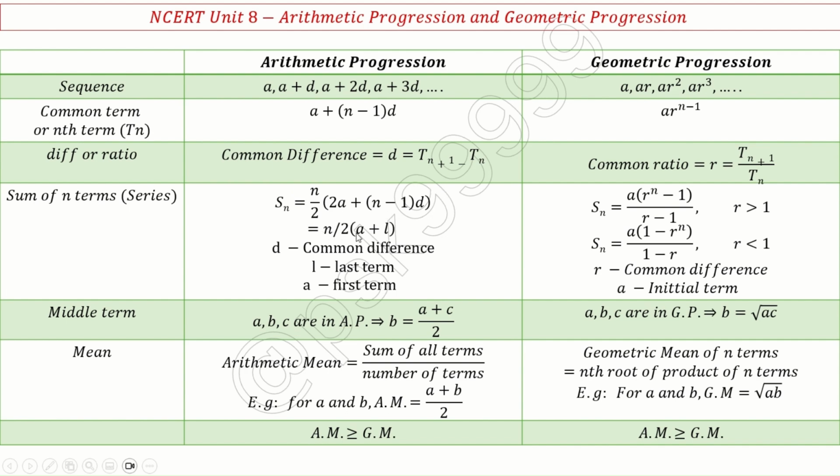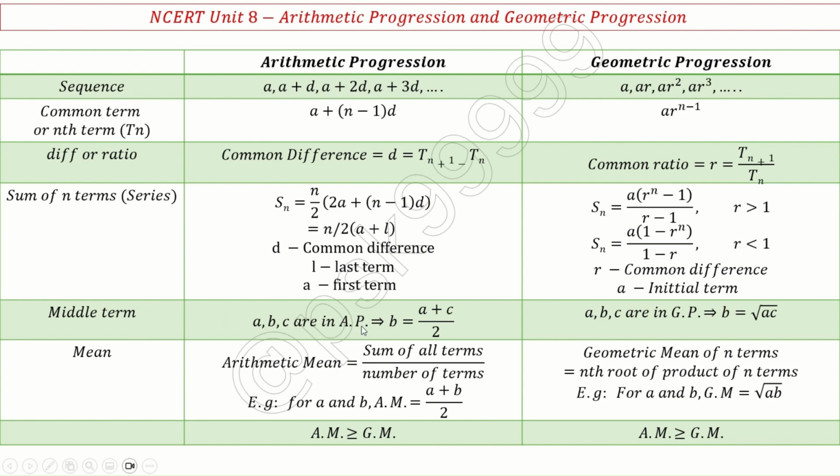Otherwise, it is n by 2 into (a plus l). Here l is the last number. If you know the last term, then take the first term and last term, add them, and multiply with n by 2, and you will get the sum of the series. So this is the sum formula.